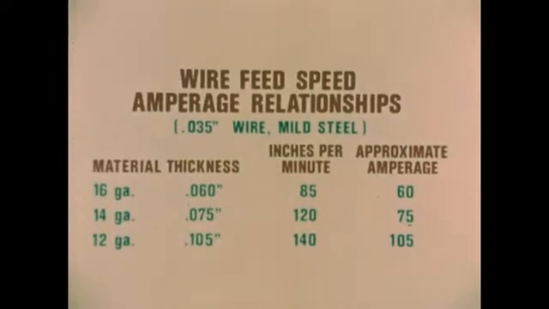It is an inherent characteristic of the short-circuiting metal transfer method that the faster you set your wire feed speed, the higher will be the welding amperage drawn from the power source. While each operator will acquire his own skill in selecting the proper wire feed speed for each welding condition, this chart provides a good starting guide.